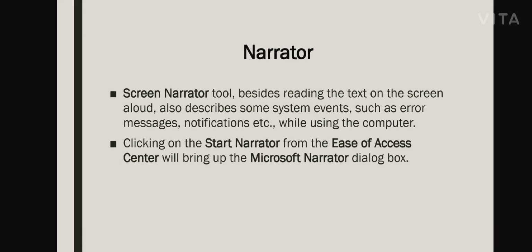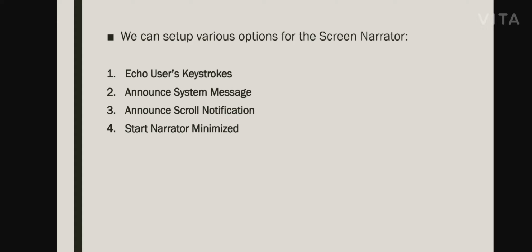Narrator. The screen Narrator tool, besides reading the text on the screen aloud, also describes some system events such as error messages, notifications, etc. while using the computer. Clicking on Start Narrator from the Ease of Access Center will bring up the Microsoft Narrator dialog box. We can set up various options for the screen narrator. First, echo user keystrokes, announce system messages, announce scroll notifications, start Narrator minimized.